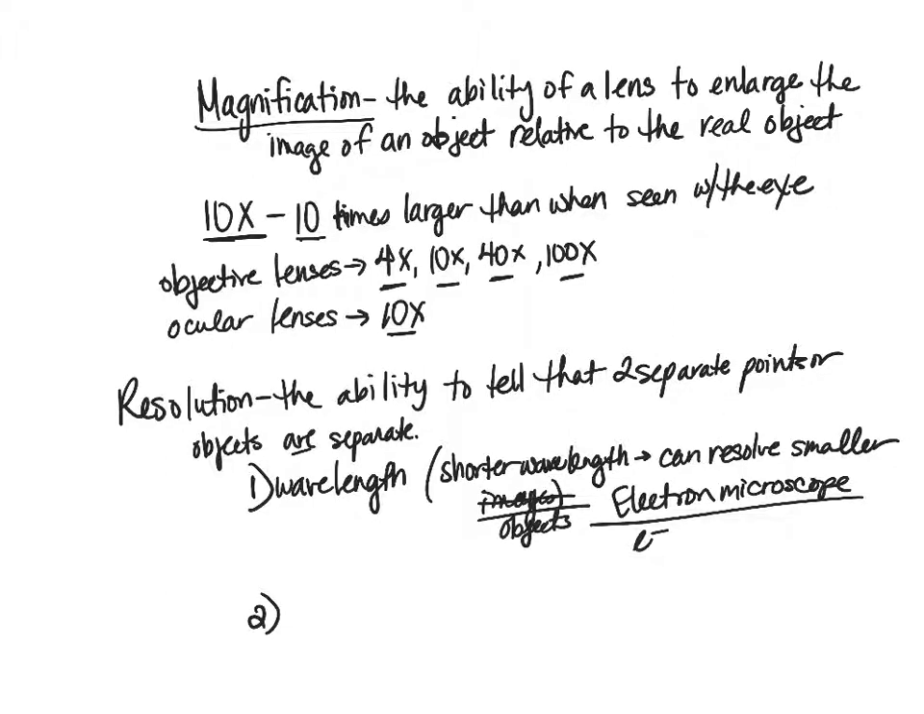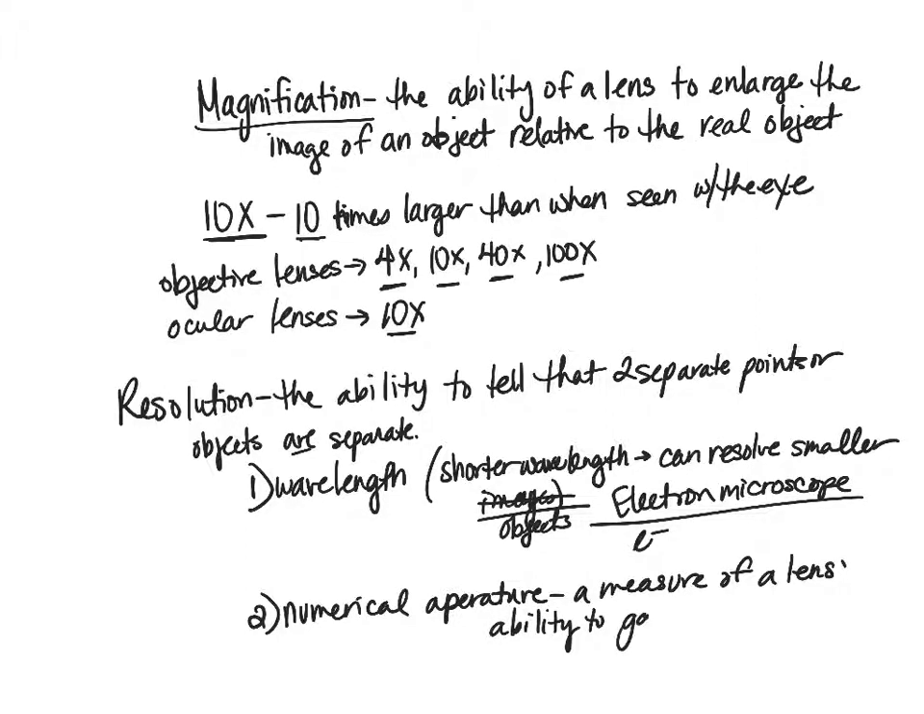The second factor that is important or affects resolution is the numerical aperture. So the numerical aperture is a measure of the lens's ability to gather light. So the higher the numerical aperture, the better the resolution.